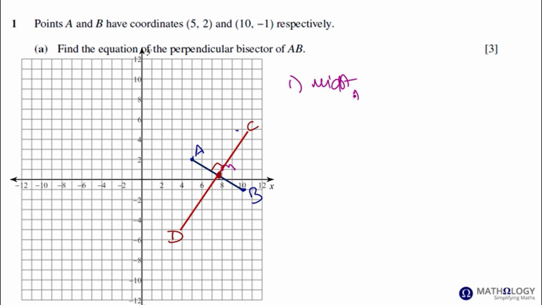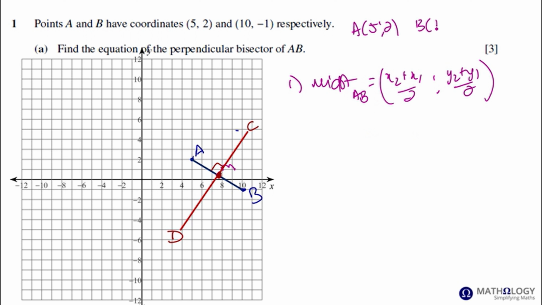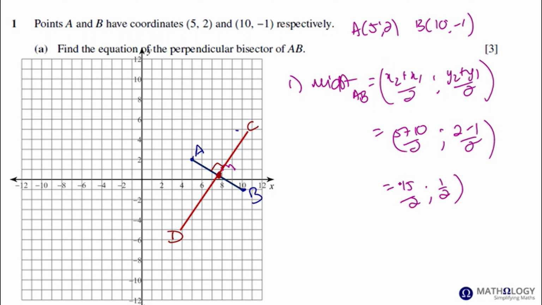The midpoint of AB is (x2 plus x1) over 2, that's the x coordinate, and (y2 plus y1) over 2, that's the y coordinate. A is the point (5, 2), B is the point (10, -1). So the midpoint of AB will be (5 plus 10) over 2, (2 minus 1) over 2, which is 15 over 2, 1 over 2. We do not use decimals. We're going to leave the midpoint as (15/2, 1/2).